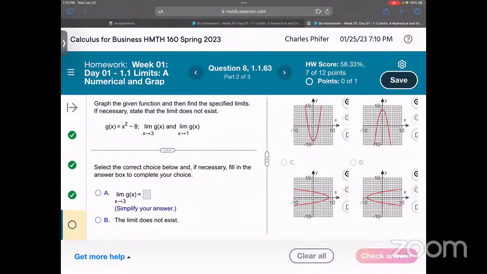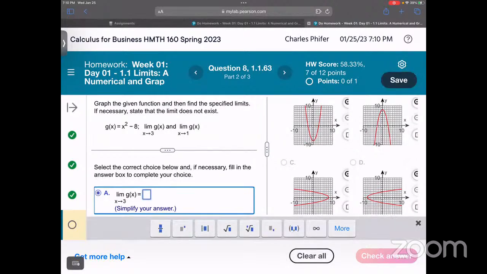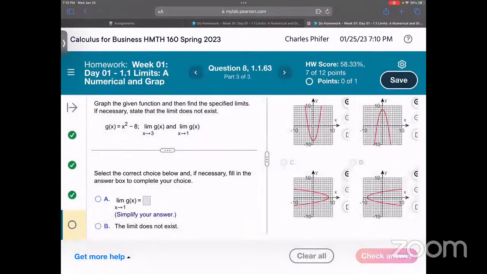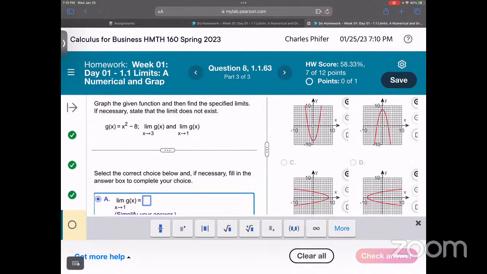The limit as x approaches 3, right? 3 is in the domain. So 9 minus 8 is 1. So I'm just going to go with 1, because I don't think there are any restrictions on this one. And then the limit as x approaches 1. Again, no restrictions, so I'm just going to plug in 1. 1 minus 8 is -7. So I'm going to go with -7.